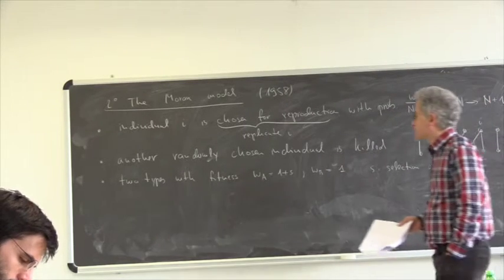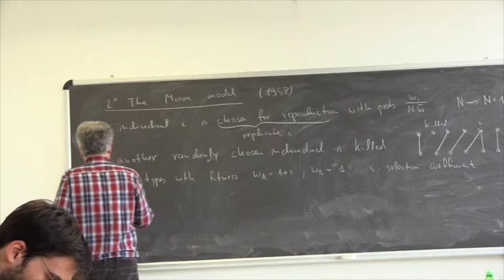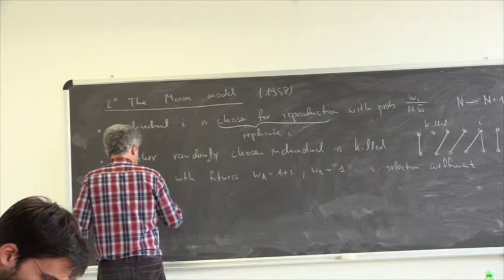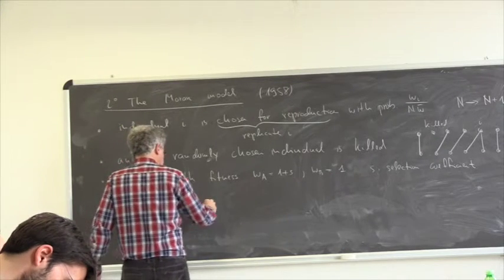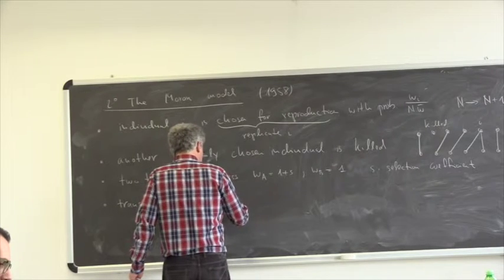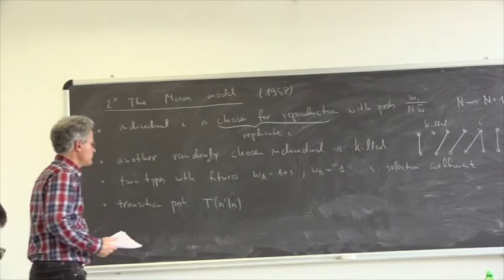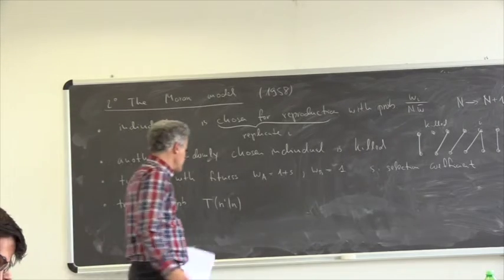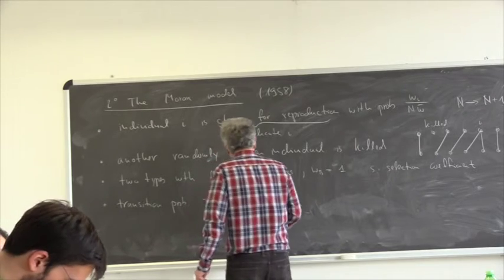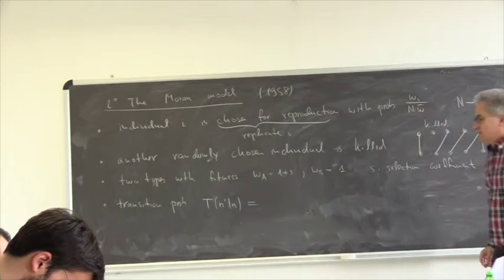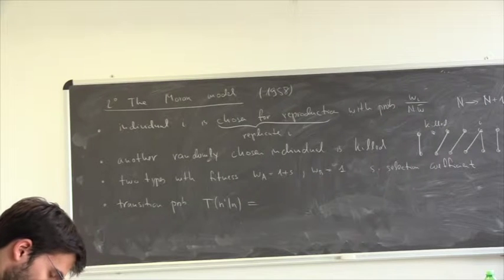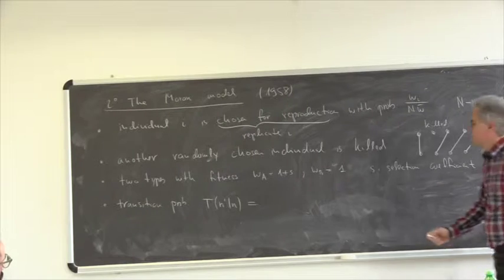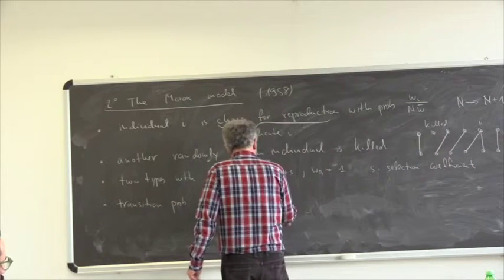Okay, and now we can again look at this transition probability. So what is the probability of having n prime individuals at generation t plus 1 if we have n individuals at generation t? Now in this case, of course, there are only 3 possibilities, right? So either you increase the number of A individuals by 1, you decrease them by 1, or it stays the same. And so this is easy to write down.